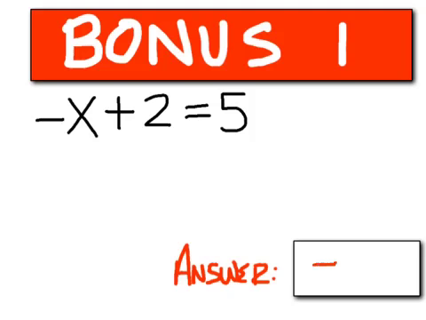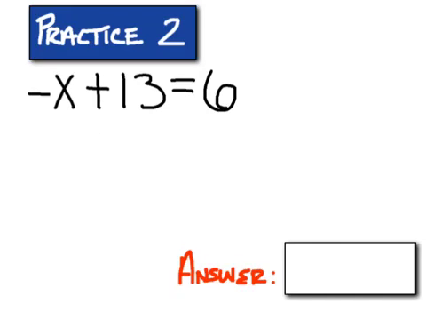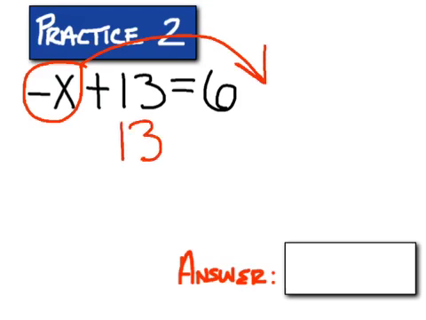Okay, answer for the bonus was negative 3. Okay, let's try another practice problem. We have negative x plus 13 is equal to 6. First thing we want to do is move our negative x to the opposite side. We want to make it positive. On the left side, we have 13 is equal to 6 plus x.